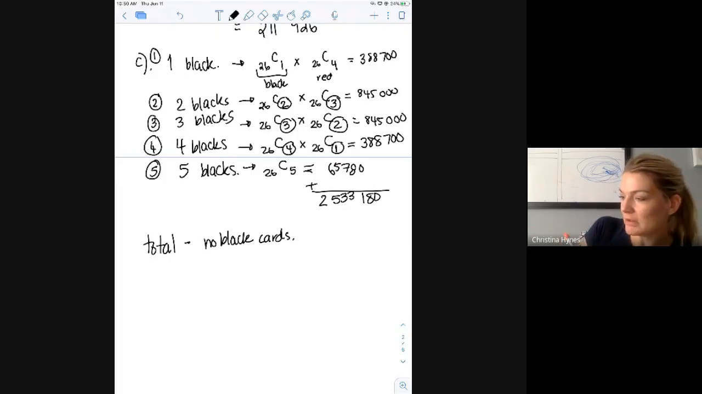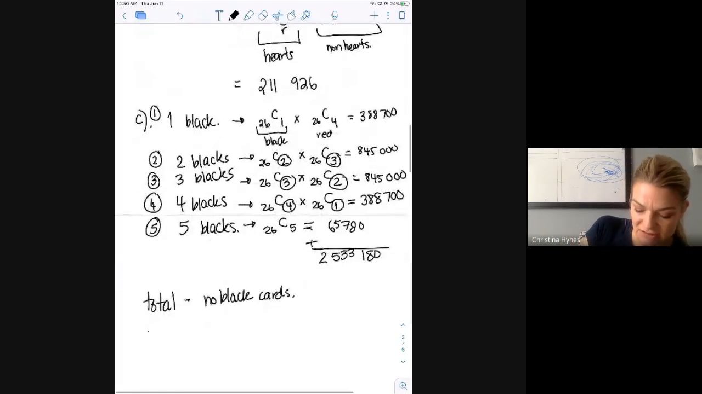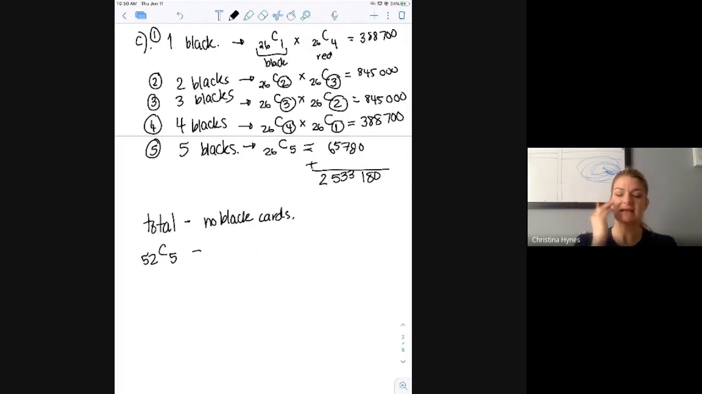So my total comes from question A. Remember, there were 52 cards in the deck and we're choosing 5 of them. That's the total number of ways you can select 5 cards with no rules. Then we're saying, how many sets are there that have no black cards? Well, if there are no black cards, that means all of them have to be red. So from 26 red cards, I'm choosing 5 of them to be my set of 5.